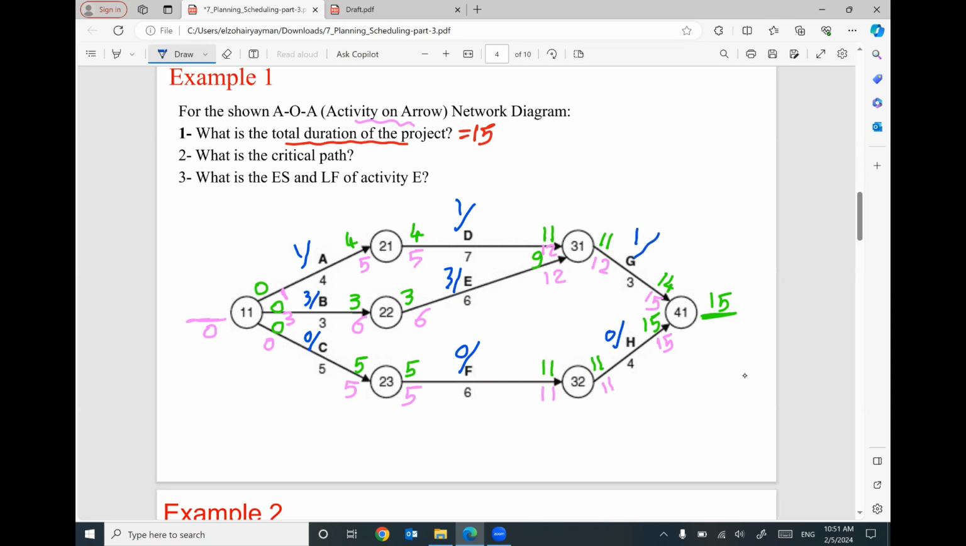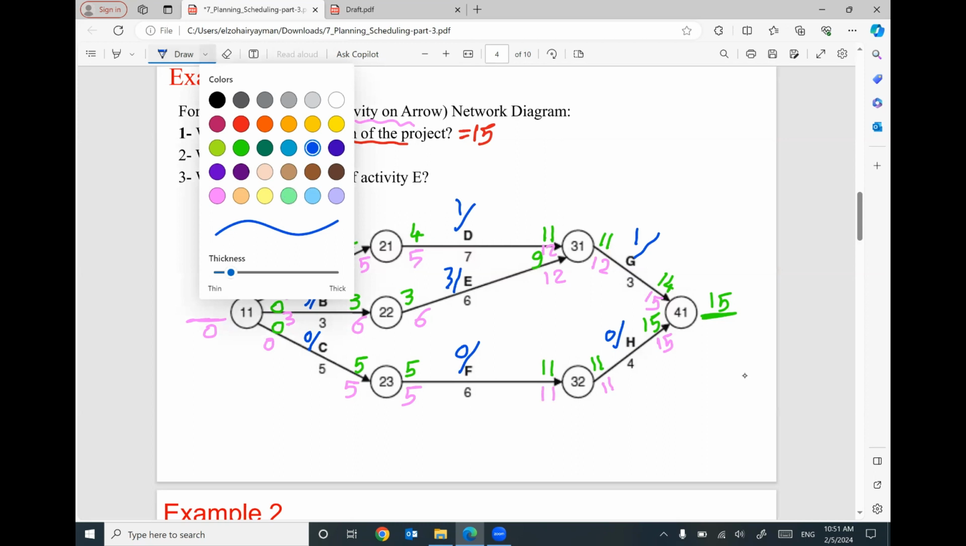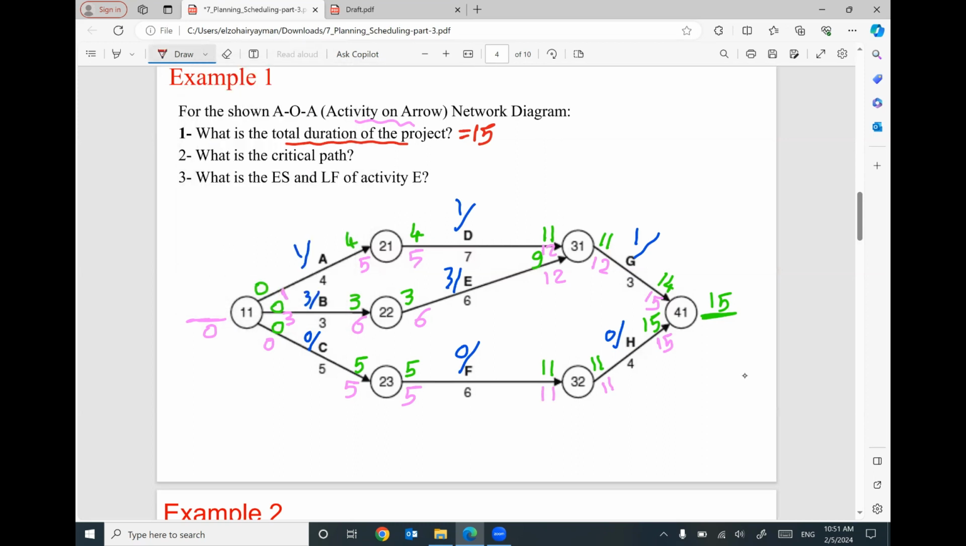So we have activities here that are critical. The critical activities are activity C, activity F, activity H. Critical activities have total float equal to 0. So the critical path will be activity C to activity F to activity H.